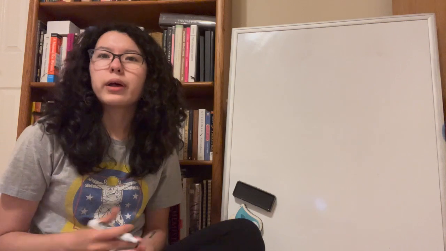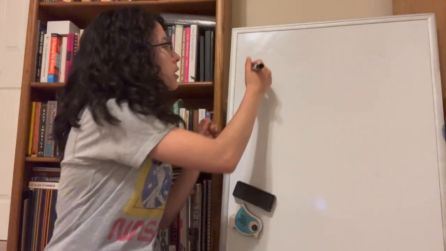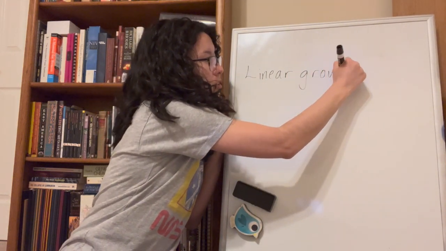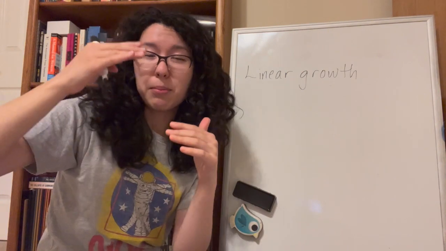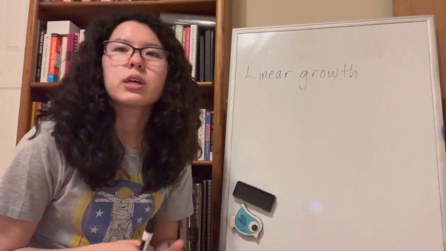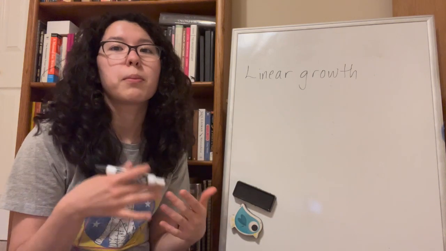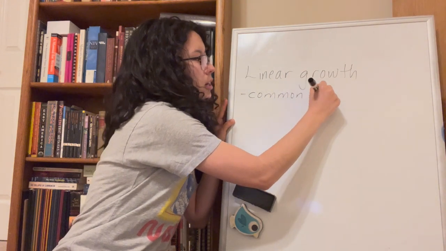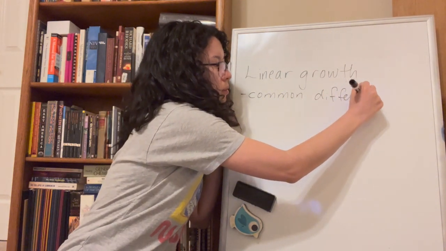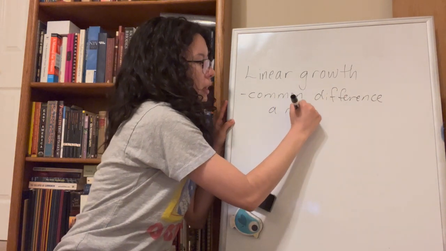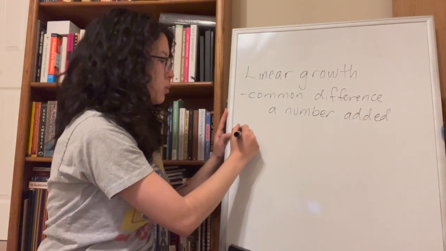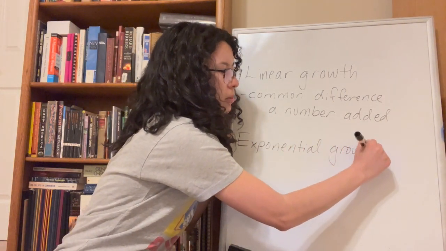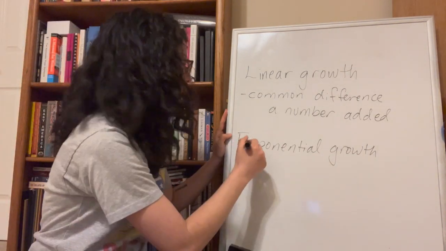What you need to know about exponential growth versus linear growth is that while linear growth shows a common difference, so as the numbers go up, they increase by the same amount every time, exponential growth shows a common ratio. As the numbers go up, they're multiplied by the same number every time. So the common difference is a number added. And then when it comes to exponential growth, we have a common ratio, which will be multiplied.